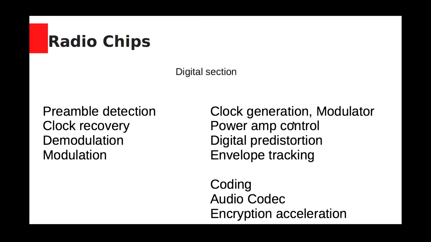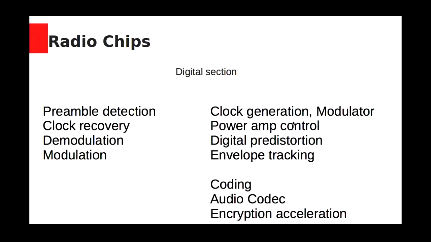Then we have the digital section. Typically it's all done in a CMOS process. There's preamble detection, clock recovery, demodulation and modulation. Those things for data signaling can usually be done all in digital hardware. Preamble detection is usually kind of a correlator-like approach. If you use a correlation process, you can easily track whether this packet is from me or whether it is just noise which is found on the radio.